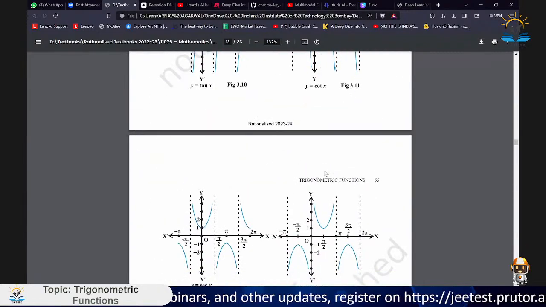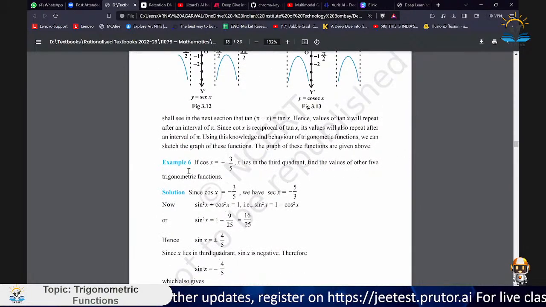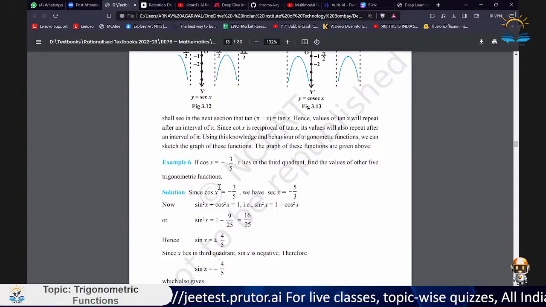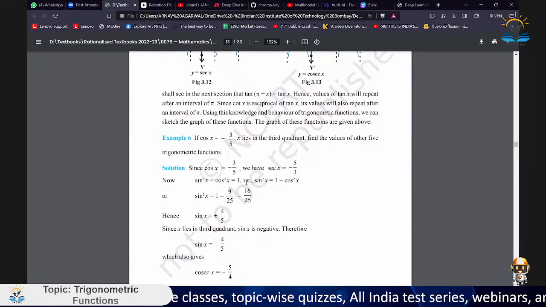So we now surely know that it is in the third quadrant, and we need to find the values of the other five trigonometric functions, which are sin, tan, cot, cosec, and sec. Once we know that cos x is -3 by 5, we know sec x is just the reciprocal of this, so it becomes -5 by 3. We know that sin square plus cos square is 1. Putting the cos square value in this, we get sin x equal to plus minus 4 by 5.